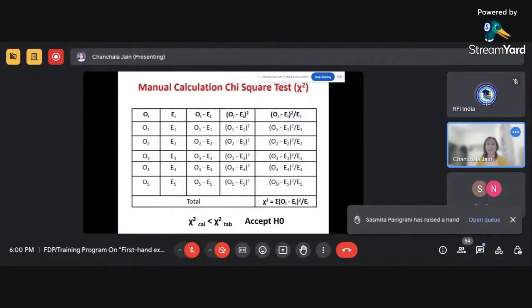Moving ahead, this table shows the manual calculation of getting the value of chi-square, where you will have the O. So you will take the mean value of this particular column, and that will become your second column. Whatever mean comes, you write in the second column. Then you take the difference, square it, and divide that square by the respective expected count, right? And the sum of the last column will be the chi-square value.